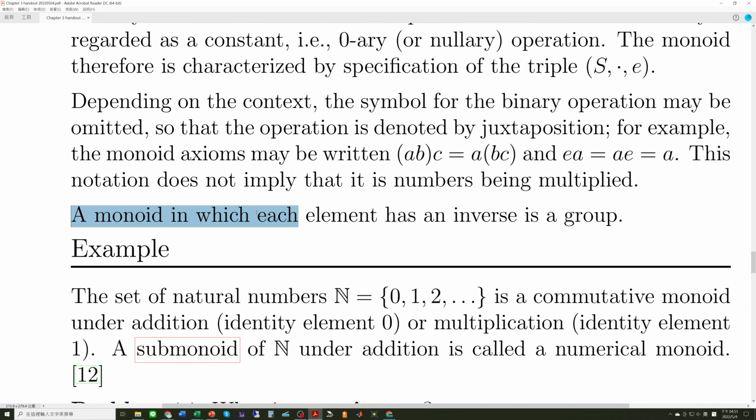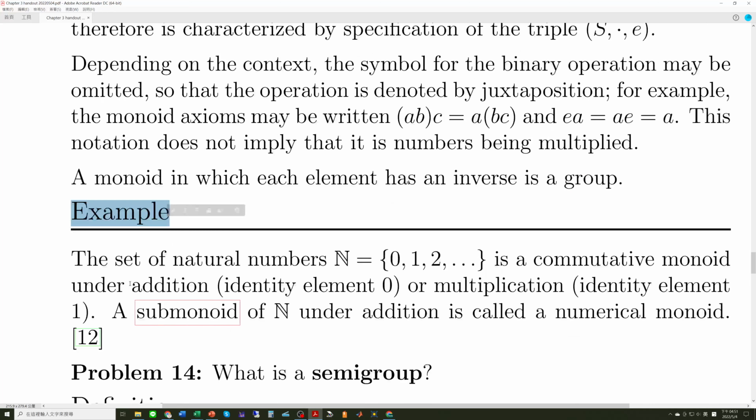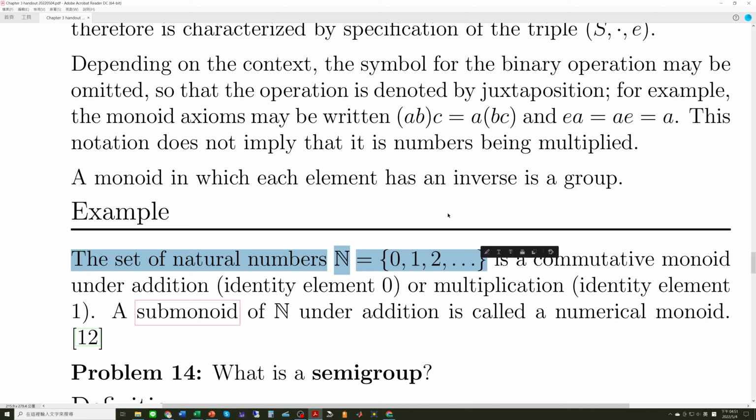A monoid in which each element has an inverse is a group. We have introduced what a group is earlier. If you forget it, please review it. Let us see an example. The set of natural numbers N = {0, 1, 2, ...}. Please note that some books define the natural numbers N without the element 0. Here we consider the element 0. It depends.